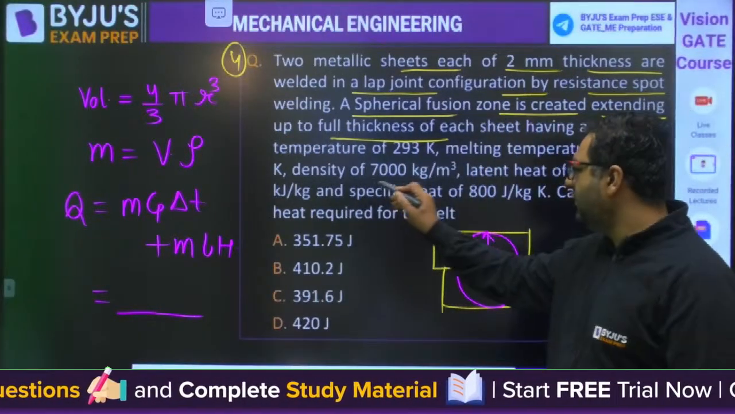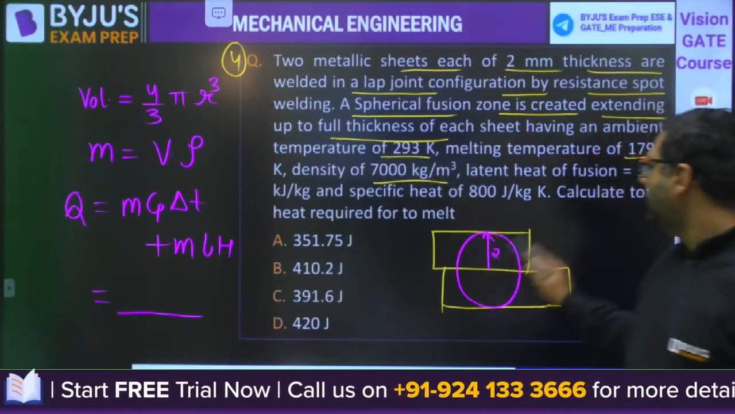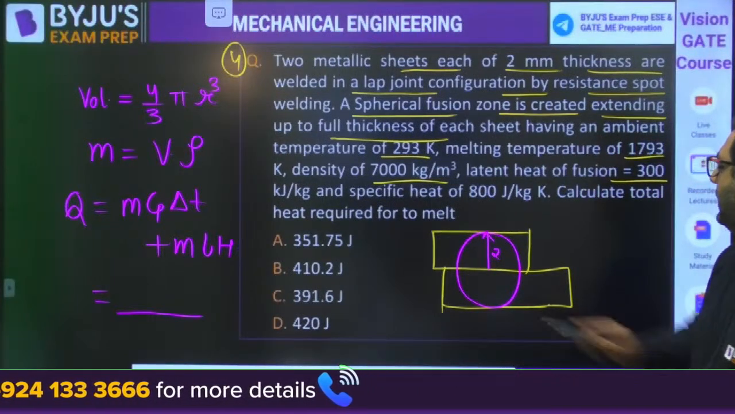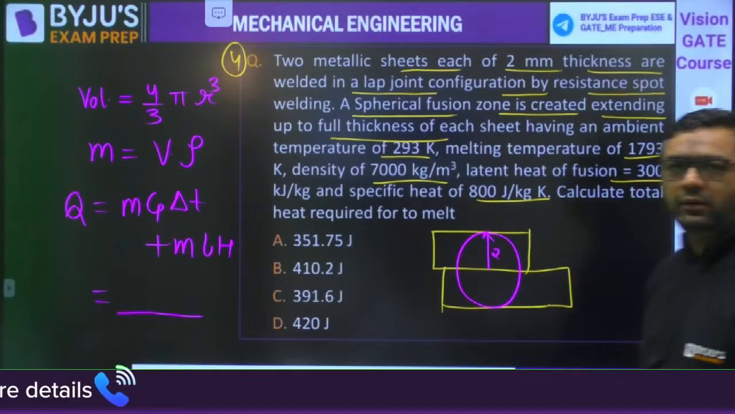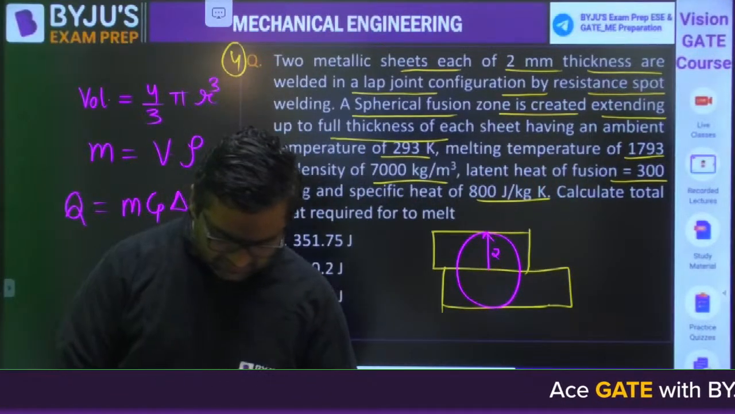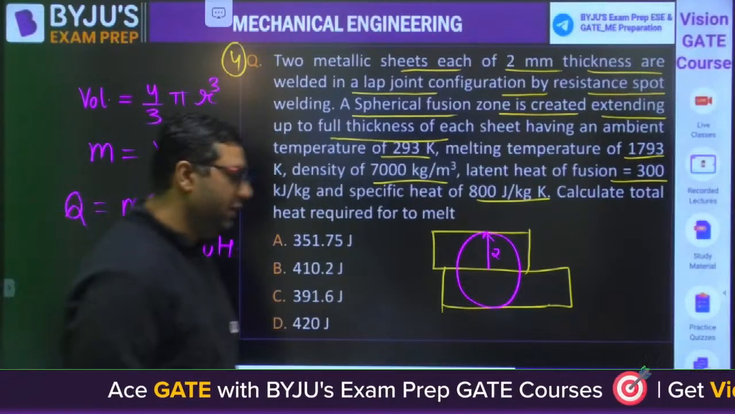This is the density given, delta T given, latent heat of fusion given, and Cp is also given. Money is saying the answer to be A. What about others? This is question number 4. Money is saying the answer is A. What about others?